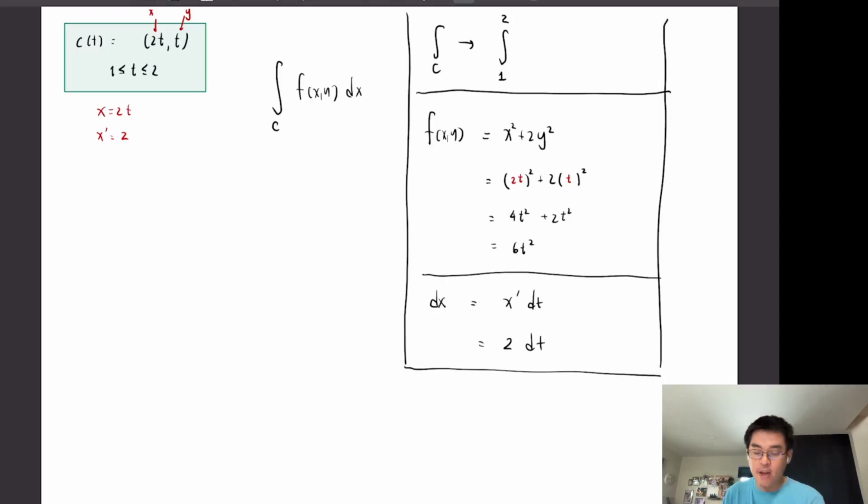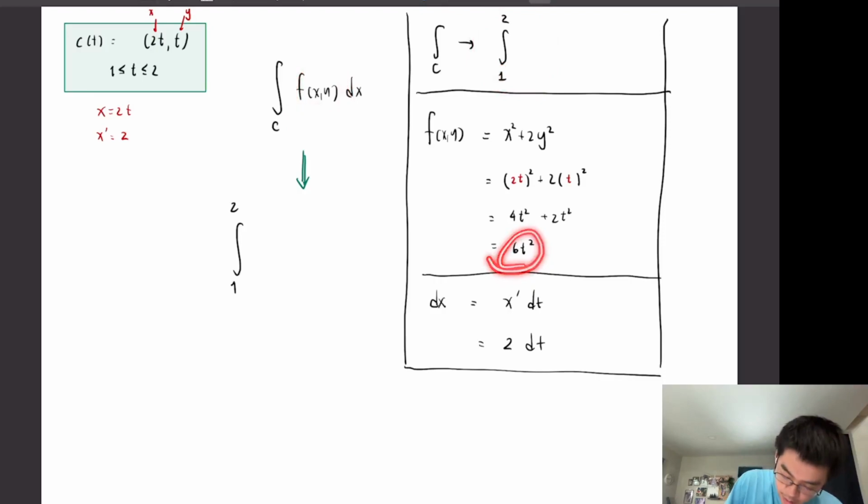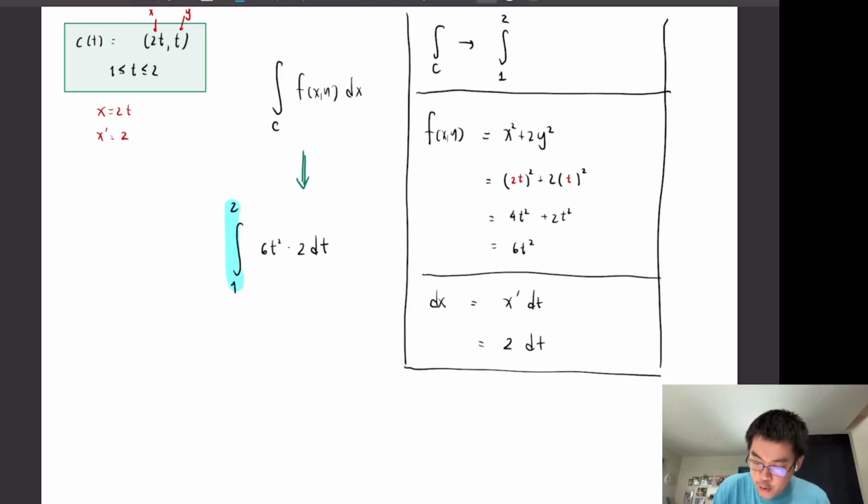We got 3 pieces of information, and then we conclude that the integration over C of function f(x, y) dx will turn into integration from 1 to 2, because we get the first part right there. f(x, y) will become 6t squared and dx becomes 2 dt. All right, I hope it's clear what's going on here. You just go from left to right, and each step you do things a little differently each time.